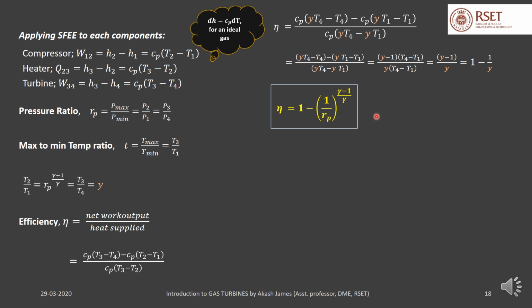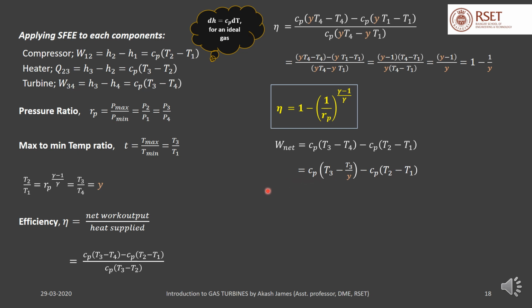Now, another important parameter is the specific work output, that is the net work output per unit mass. It is equal to the work output in the turbine per unit mass minus the work input in the compressor per unit mass, both of which we have derived by using the steady flow energy equation here. Now if you write T4 in terms of T3 by using the ratio Y, you get this.